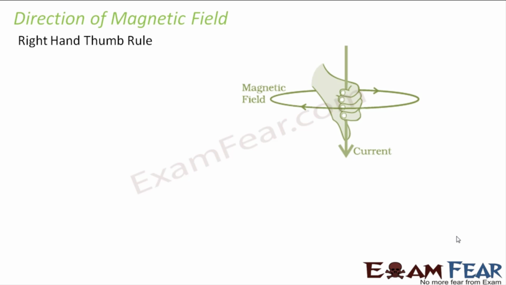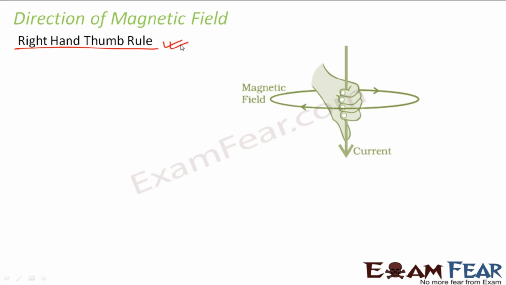Now what about the direction of the magnetic field? In order to determine the direction of the magnetic field in the case of a straight current carrying conductor, [scientists] came up with this rule, which is known as the right hand thumb rule. The name itself tells us what it is all about. That means it will make use of your right hand and also your thumb.